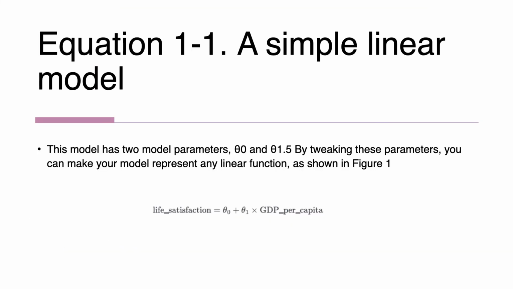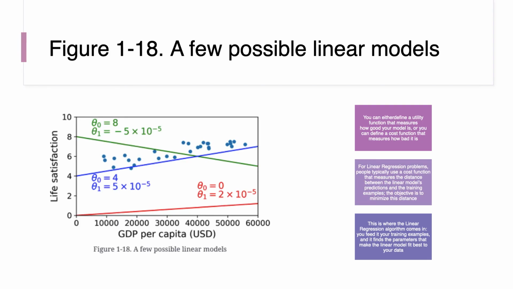This model has two model parameters, θ0 and θ1. By tweaking these parameters, you can make your model represent any linear function. Before you can use your model, you need to define the parameter values θ0 and θ1. How can you know which values will make your model perform best? To answer this question, you need to specify a performance measure.